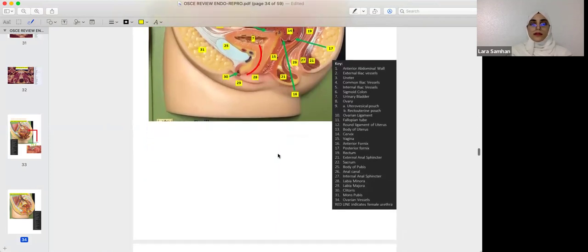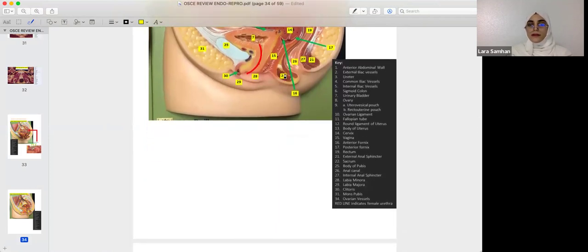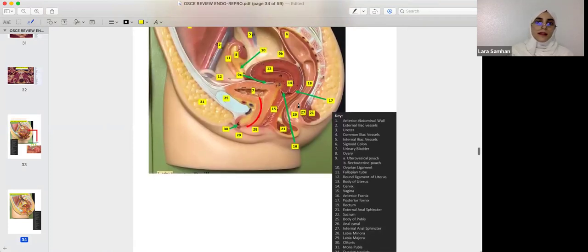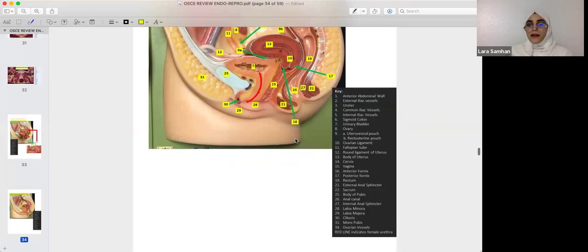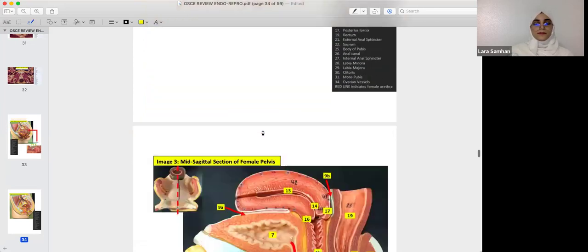So moving next. This is number 21, which points to the anal sphincter. As we can see, this is basically the colon, this is the rectum, and in here we have the anal sphincter, from this side as well. Okay, perfect. And this is the anal canal at the end. So this is the anal canal, and this is the anal sphincter and the anal sphincter.